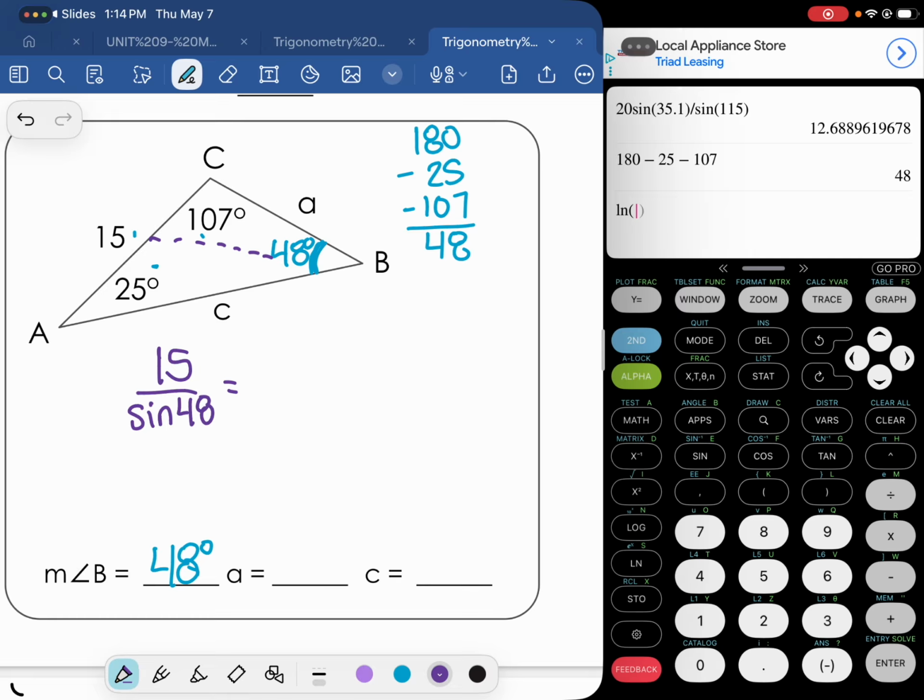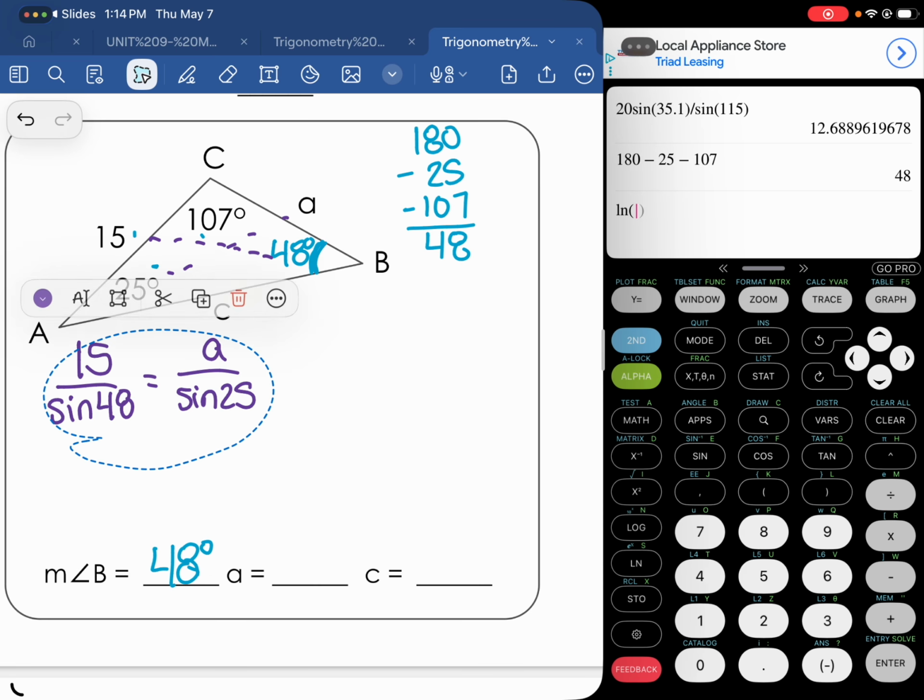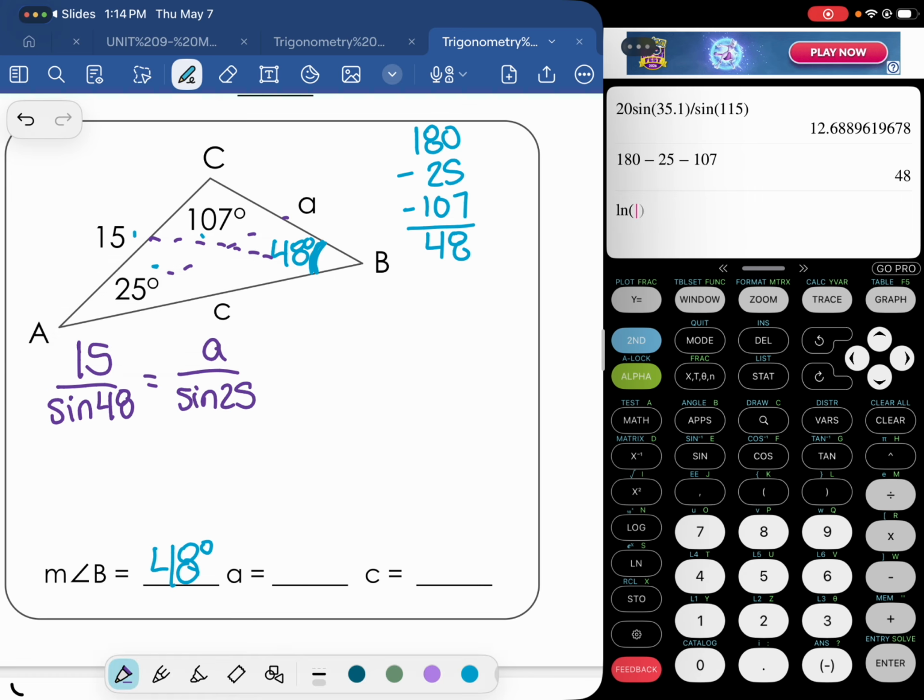And then on the other side you pick, I'm going to start with A, and across from A is 25. And then I'm actually going to scooch this over a little bit and set up both to show you the other setup, and then I'll work on solving both. So if I wanted to find c, I would start with the same fraction, and then it would be c over sine 107. So take a look at those 2 differences. It's just that one angle that changed. So solving it is still going to be fairly similar.